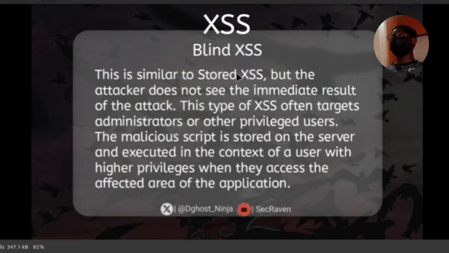Blind XSS is similar to stored cross-site scripting, but the attacker does not see the immediate result of the attack. Just like the name implies, it is not seen immediately. It is seen by, let's say, the administrator of the website, or from the control panel side of the website. So whoever is viewing a request or a form from the user, that's where the script or payload is executed. This type of XSS often targets administrators or other privileged users, people that have a high-rank role on a website. The malicious script is stored on the server and executed in the context of a user with higher privileges when they access the affected area of the application.